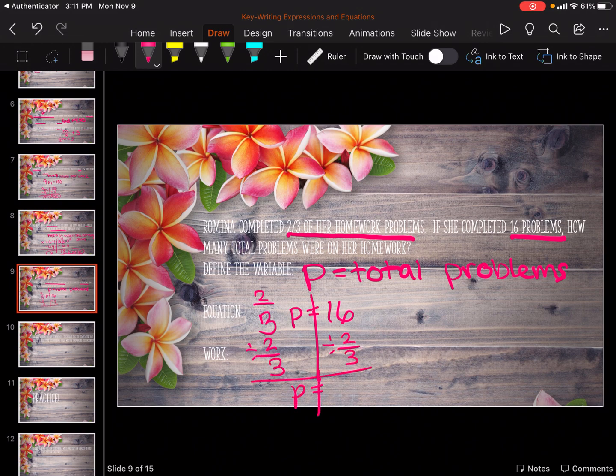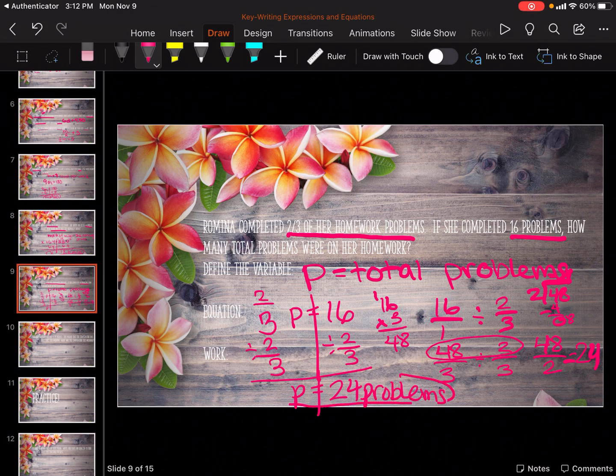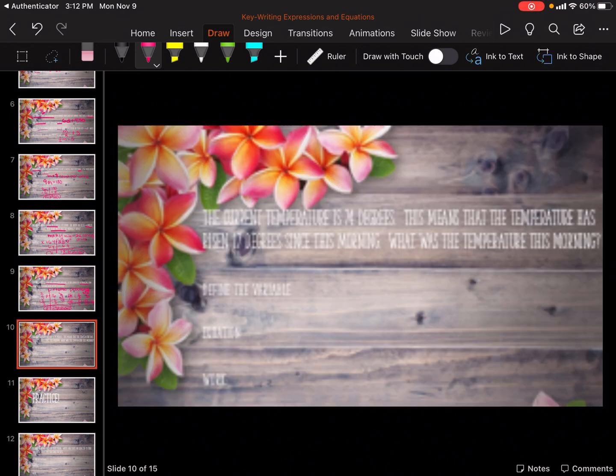We get P equals, we're going to do 16 over 1 divided by 2/3. Get your common denominator. 16 times 3, 6 times 3 is 18, 3, 48. 48 divided by 2 goes in 2 times. Bring the 8 down, goes in 4 times. 24. So the total is 24 problems. Guys, we guarantee there's going to be a problem like that. Of the total, you multiply it.